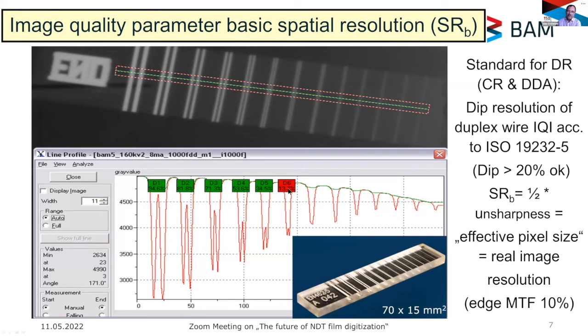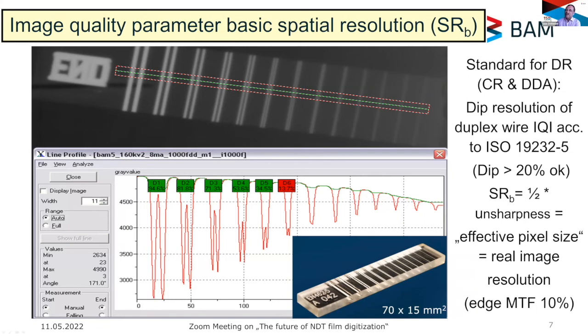Yeah. So, this you can read, and this is used since the first standard on computed radiography with imaging plates in NDT was developed, also I think around 2005. And since this time we use these duplex wires, this is also now 20 years, and it becomes time to introduce this also in the film digitization business because it's easy.